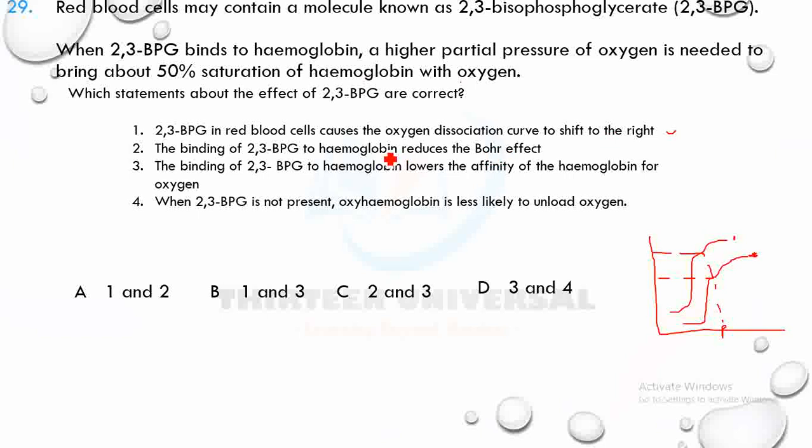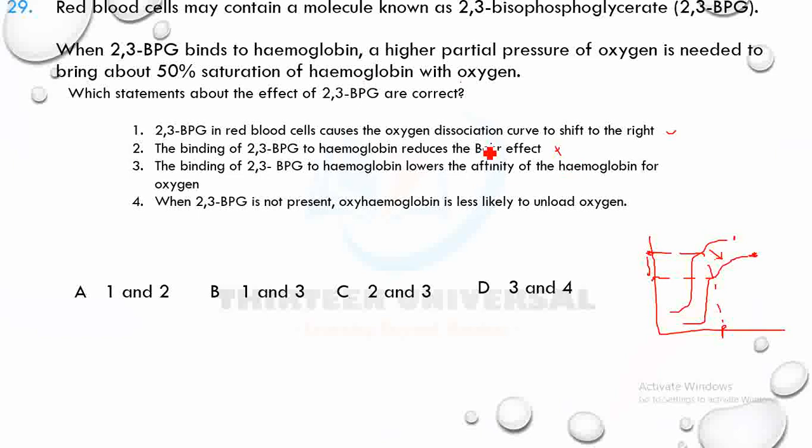Now, the binding of 2,3-BPG to the hemoglobin reduces the Bohr effect. No, it doesn't reduce it, it increases it, because it's causing the curve to shift to the right. So it's lowering the affinity of hemoglobin for oxygen and reducing the percentage saturation of hemoglobin. That is why it's shifting. Can you see? This is a higher percentage saturation, and it is reducing it to a lower one, which is this. So it does not reduce the Bohr effect. It increases it.